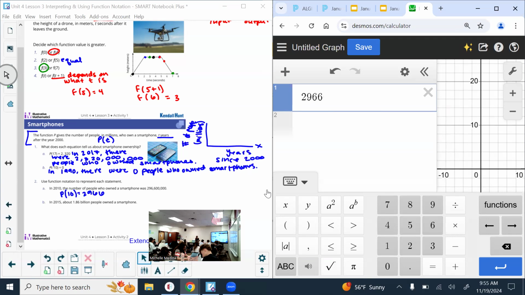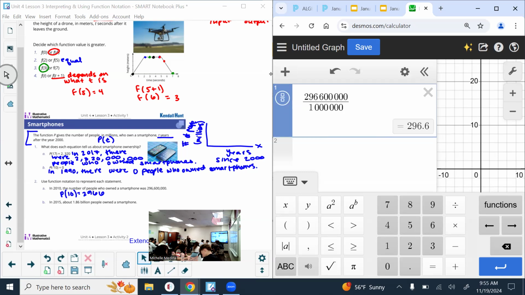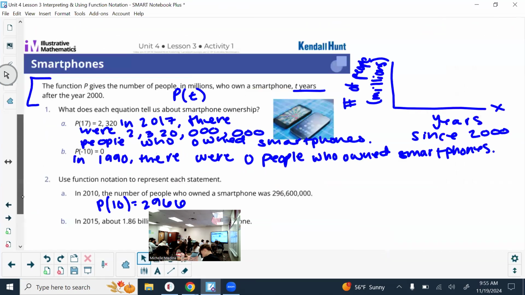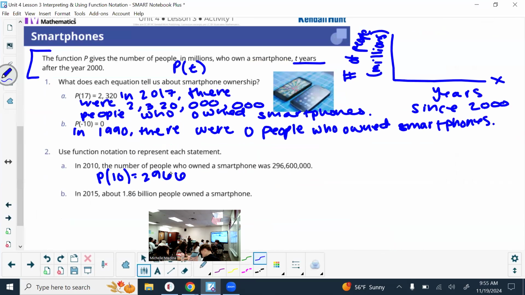So I'm gonna type it in. We're going to divide that by 1,000,000, the 6 zeros. So this is what it should actually be. 296.6 million is the correct. So it's 296.6. So we just need a decimal here. And now it's perfect. Questions on this one?